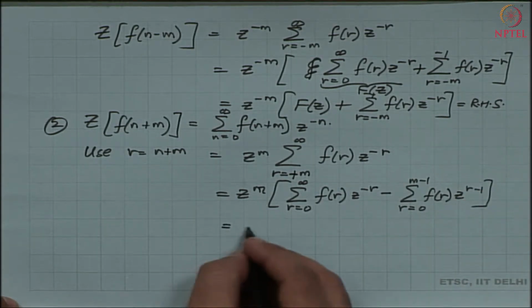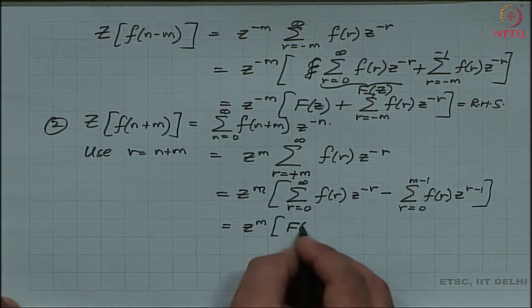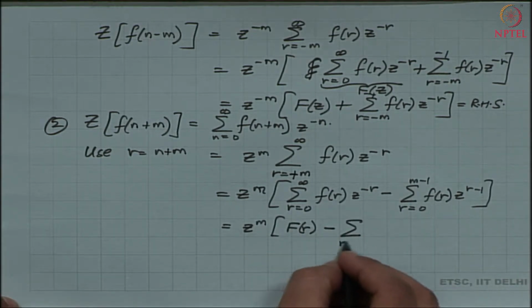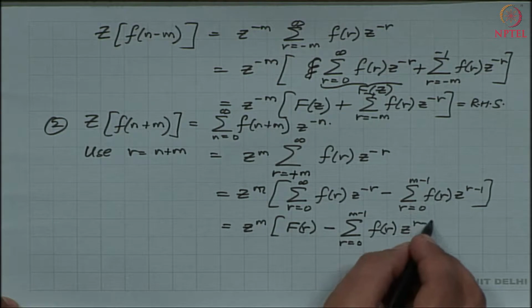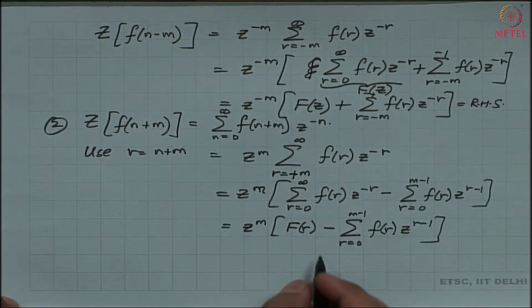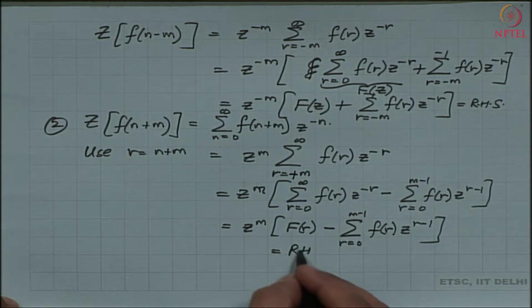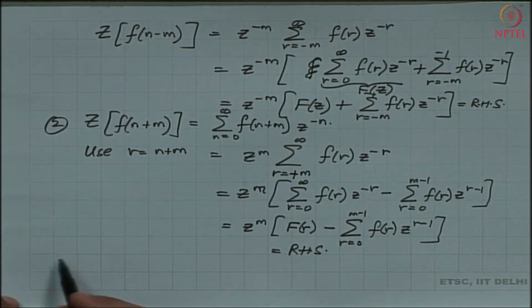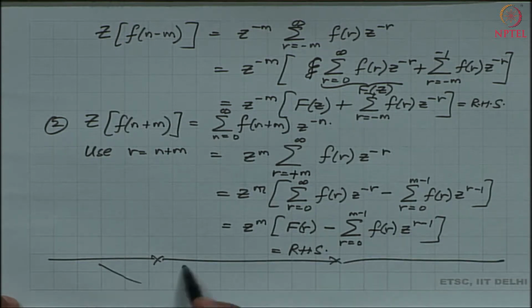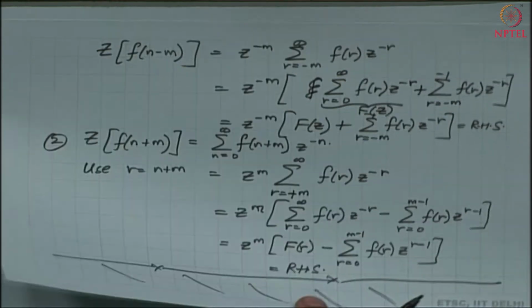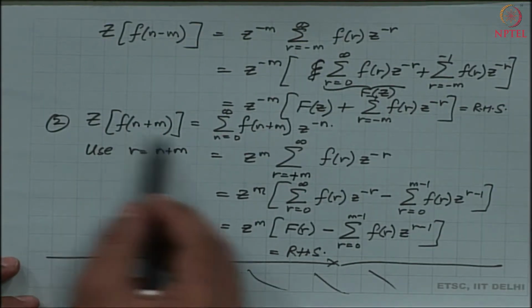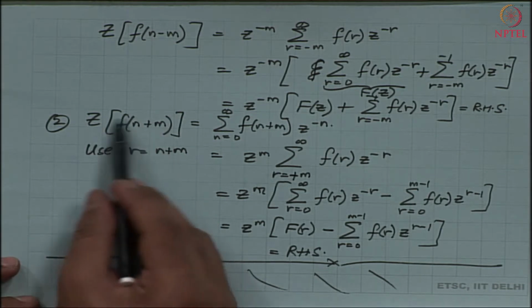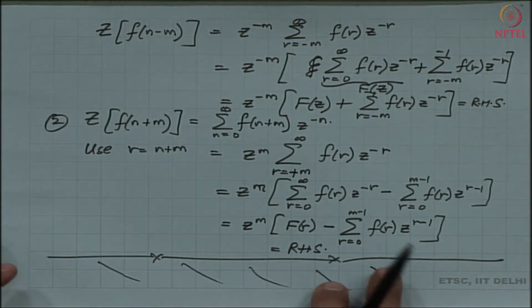I see that this is also equal to z to the power m times F of z minus summation r from 0 to m minus 1 f of r z to the power minus r, and that is the expression that I had on the right hand side of 2. Moving ahead, let us look at some more properties of the Z transform, and then we will solve some examples using this translation of the Z transform of the function.